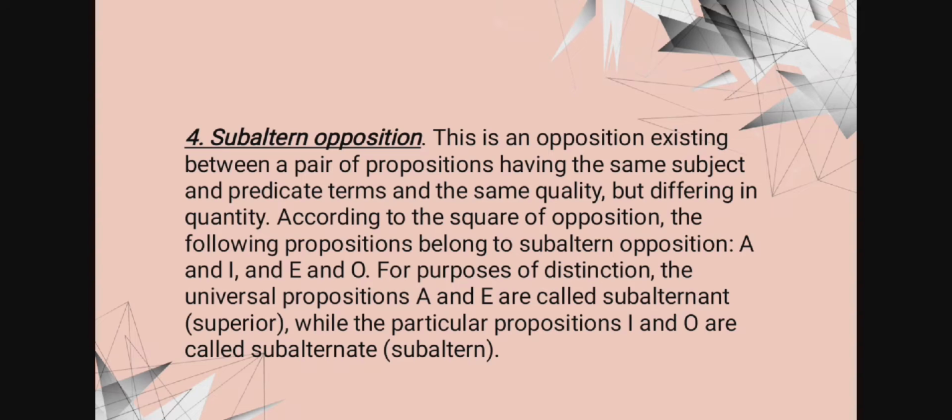Number 4, the subaltern opposition. This is an opposition existing between a pair of propositions having the same subject and predicate terms and the same quality, but differing in quantity. According to the square of opposition, the following propositions belong to subaltern: A and I, and E and O. For purposes of distinction, the universal propositions A and E are called subalternants, while the particular propositions I and O are called subalterns.